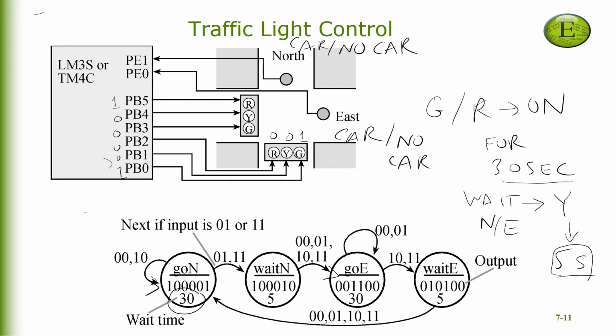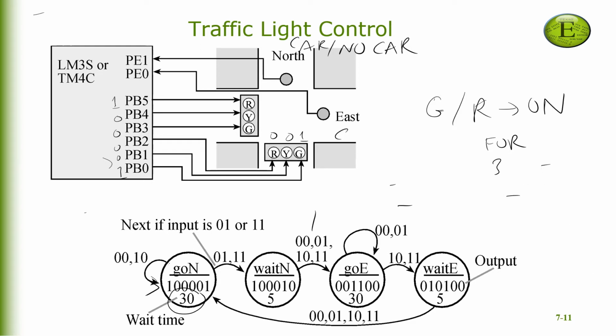So whatever is the input, make a transition. Actually, in this case, input doesn't matter. Whatever is the input, make a transition, and the next state will be go east. Let me quickly remove this text over here.